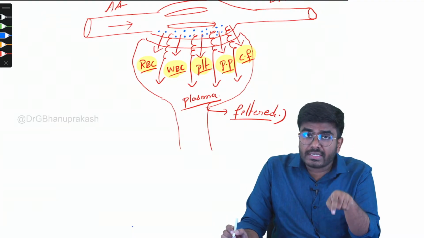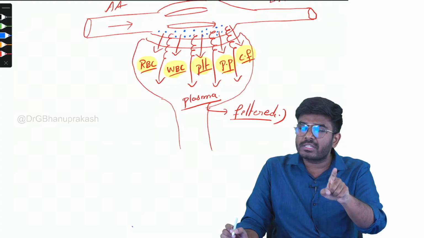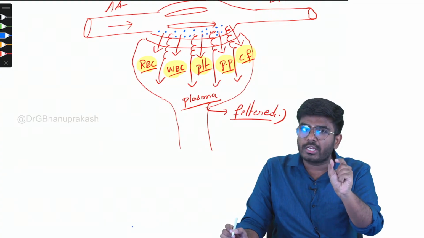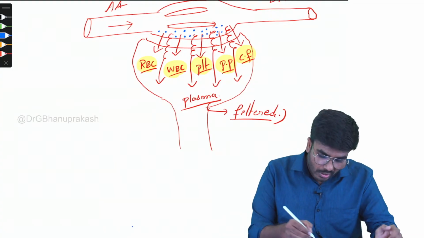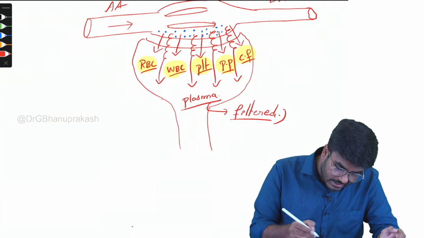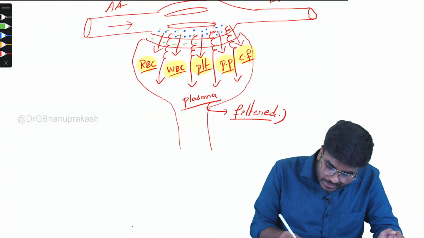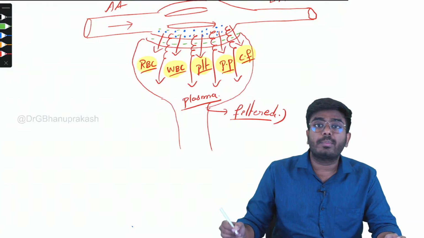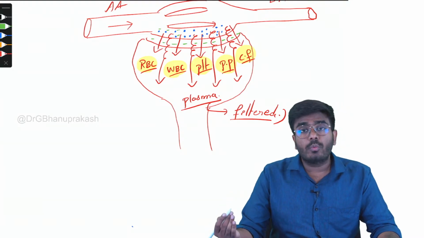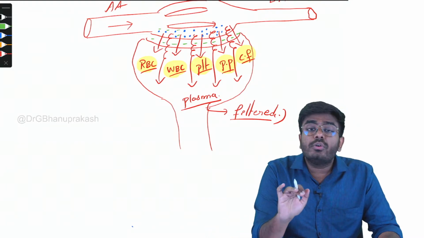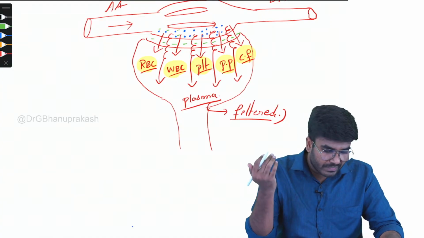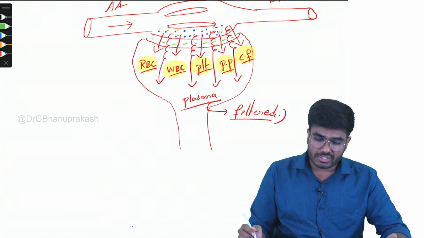Will it be filtered? No, albumin is not filtered. Please don't forget, albumin, though it is a very small molecule, is not filtered. Why? Because albumin is a negatively charged molecule, and the glomerular basement membrane, the glomerular filtration barrier, because of the heparan sulfate and glycoproteins, also has a negative charge. Negative charge will repel negative charge, so there won't be any filtration.